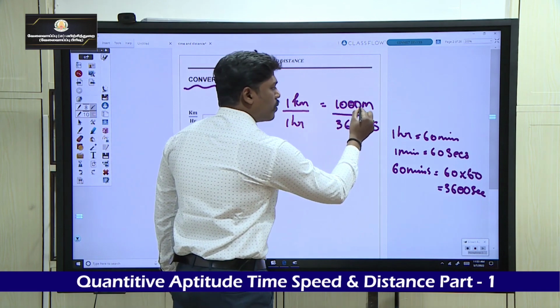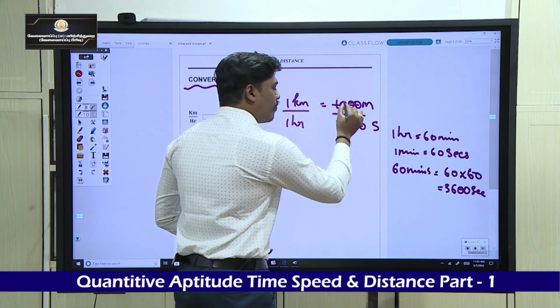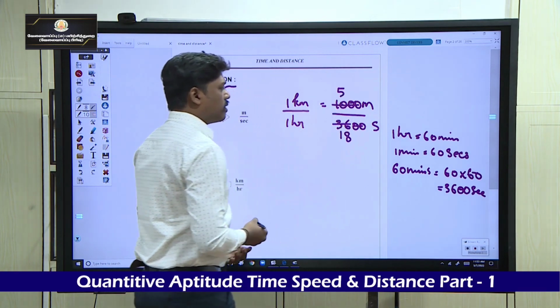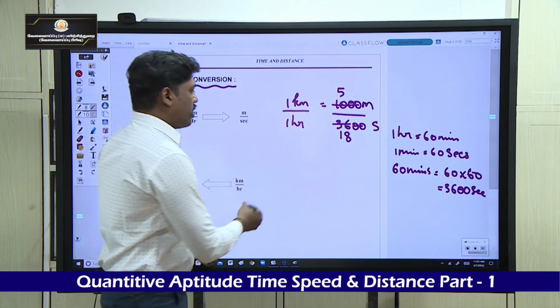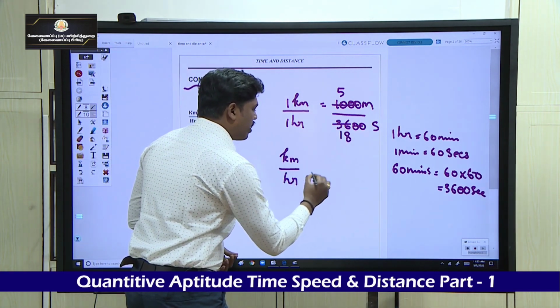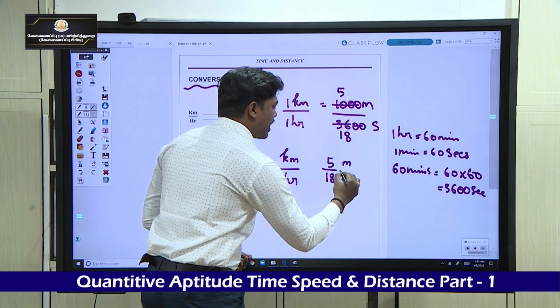Now, strike out 2 zeros here and divide by 2 table. 2 5s are 10, 2 18s are 36. So while converting, what I am getting? Kilometer per hour, when converting, it is 5 by 18 of meter per second.